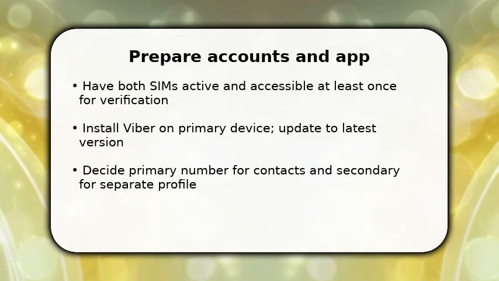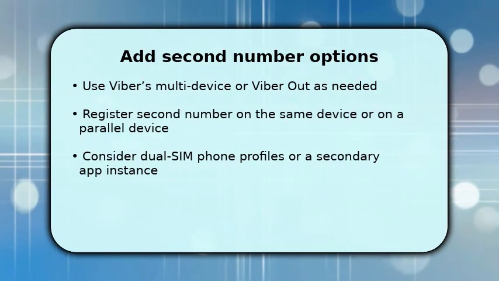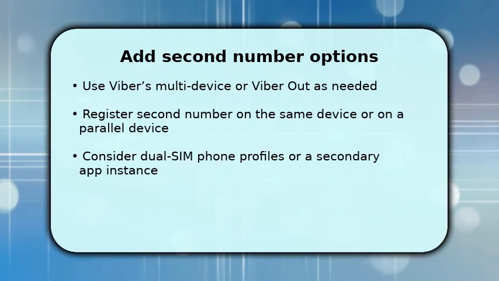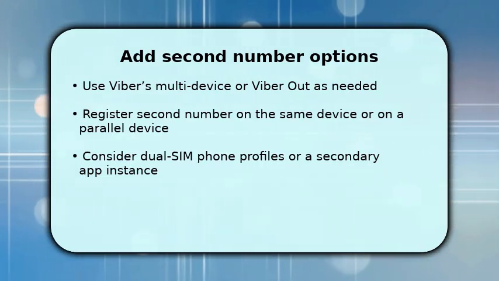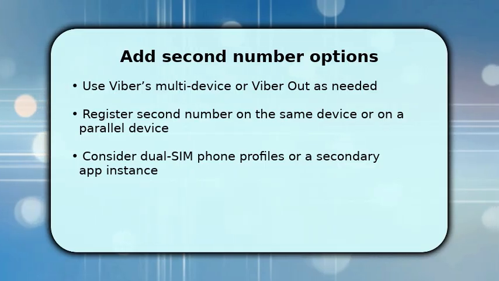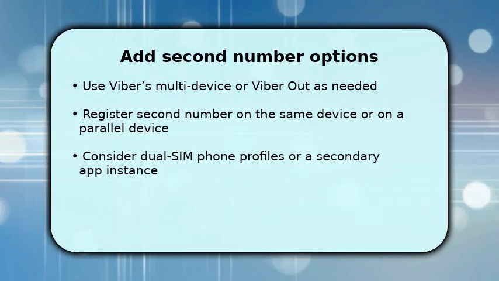Next, set up the second number. If you want two active accounts on one phone, use a dual SIM phone with app cloning or install Viber on a second device. Alternatively, use Viber multi-device to link a secondary device to your main account only for access. However, this mirrors one number.